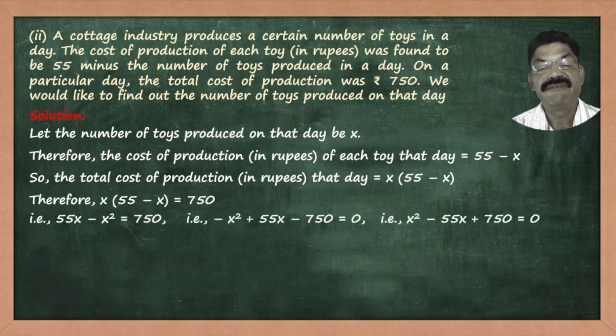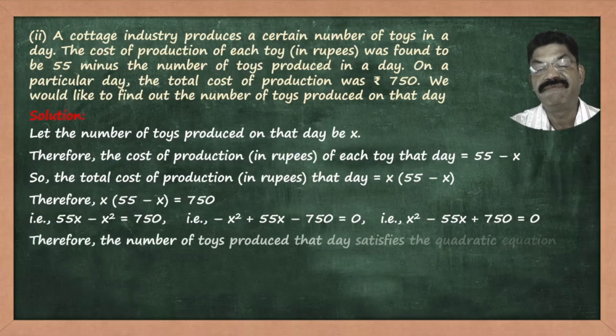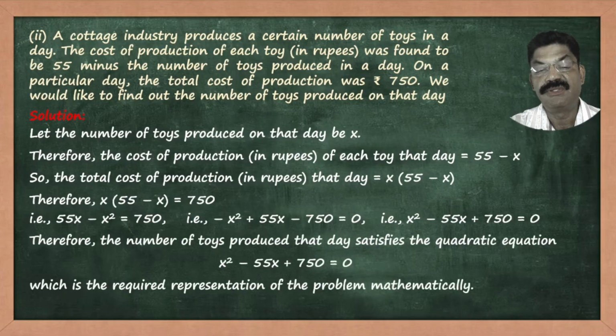That is 55x minus x square is equal to 750. When you reduce it, you get x square minus 55x plus 750 is equal to 0. Therefore, this situation is represented by this quadratic equation.